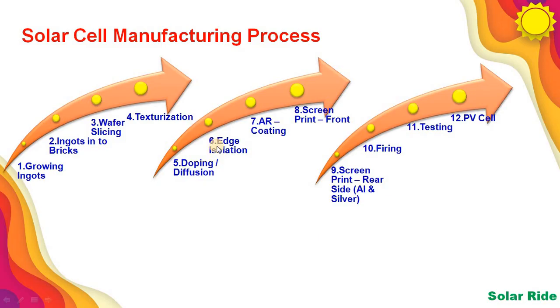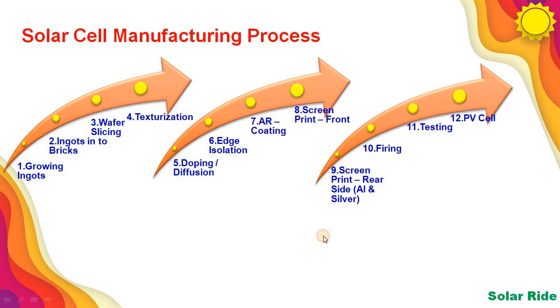The next one is how a solar cell is made. Here we have so many steps or stages of the solar manufacturing process. The first process is growing ingots. Next is ingots into bricks. The next process is wafer slicing. Another one is texturization or texturing process. The fifth one is diffusion or doping process. The sixth is edge isolation process. The seventh is AR coating process.